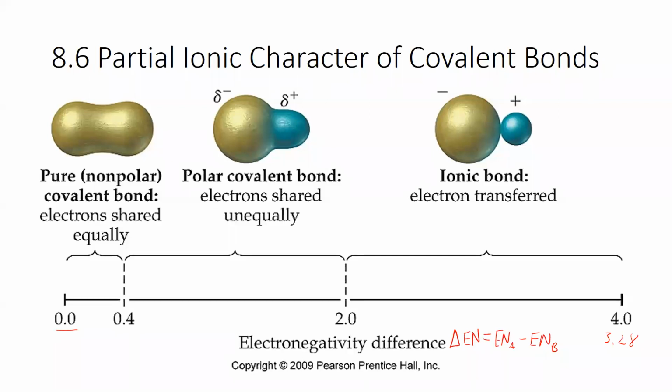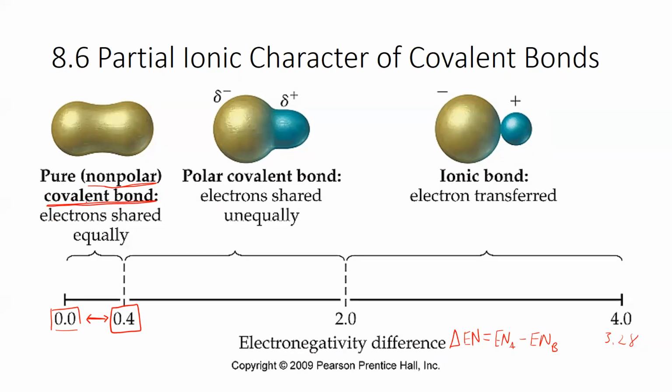Now, we assign some arbitrary cutoffs to this. If you have a value between 0 and 0.4, that electronegativity difference is so small as to essentially mean that those electrons are shared equally or nearly equally. And if the electrons are shared equally, that's going to be a non-polar bond, right? A non-polar covalent bond. So that's a key here, okay?